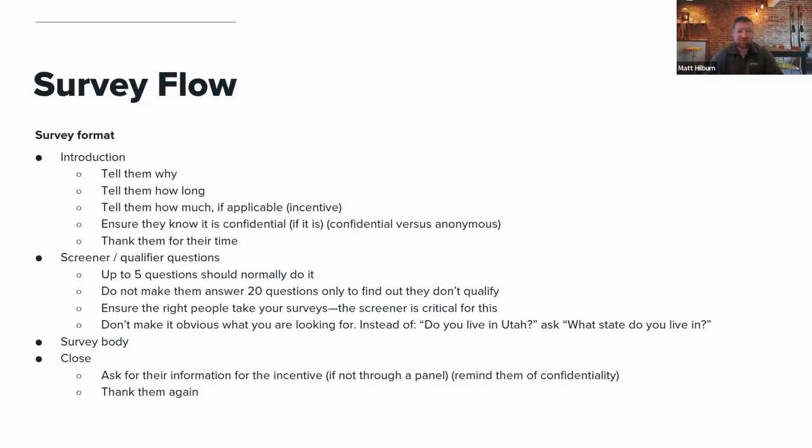Help them understand that the information they provide is confidential, if it is confidential. Sometimes the survey you send out won't be confidential. Also understand the difference between confidential and anonymous. Sometimes we send out an anonymous survey, but sometimes it's not anonymous. Sometimes it's just confidential, which means that we know who they are. We have their name or their email address attached to their responses, but we're going to keep it confidential and we won't share that with anyone. And then we thank them for their time, of course.